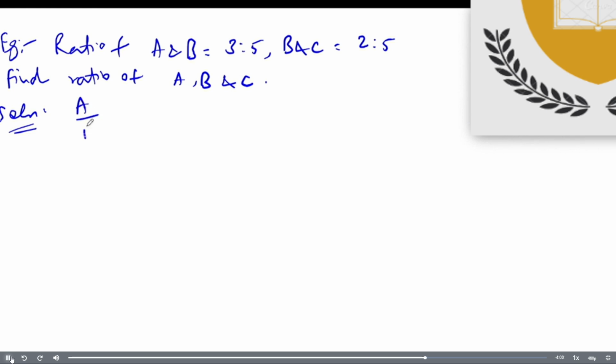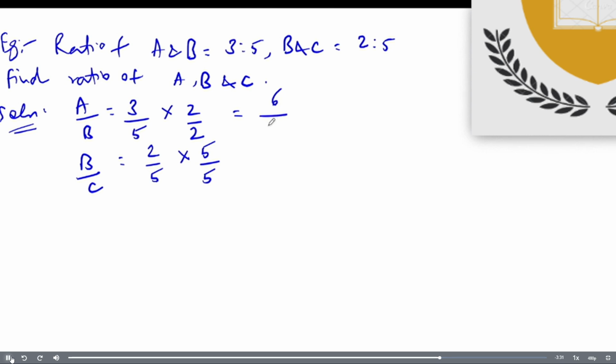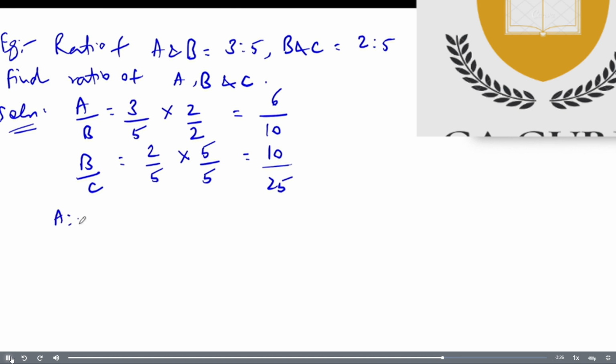Ratio of A by B is equal to 3 by 5. Ratio of B by C is equal to 2 by 5. B is the common factor here and B is 5 here and 2 in the second ratio. So let's multiply the first ratio with B value in the second ratio. 3 by 5 into 2 by 2 and the second ratio we will multiply with B value in the first ratio is equal to 2 by 5 into 5 by 5. This is 6 by 10. This is 10 by 25. So A is to B is to C is equal to 6 is to 10 is to 25. This is the answer.